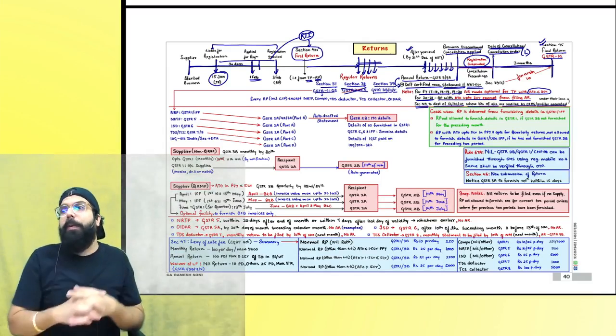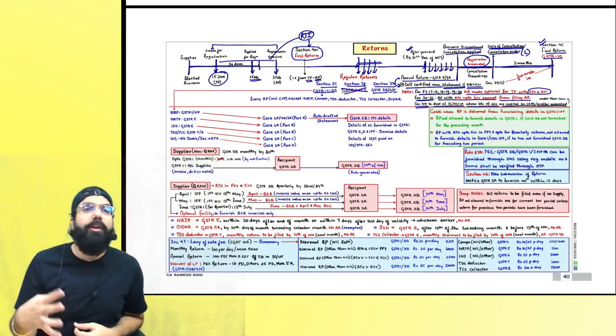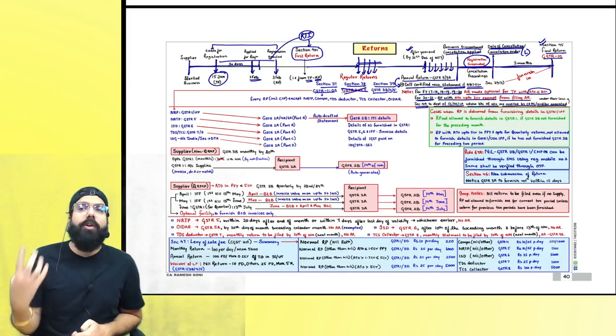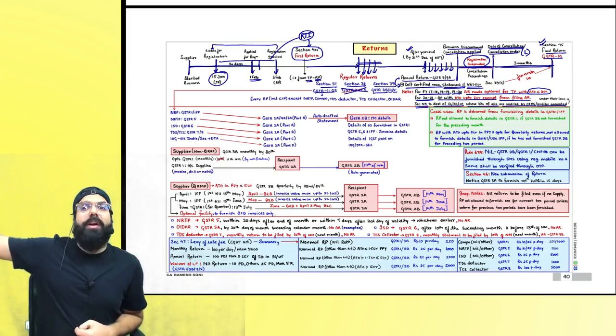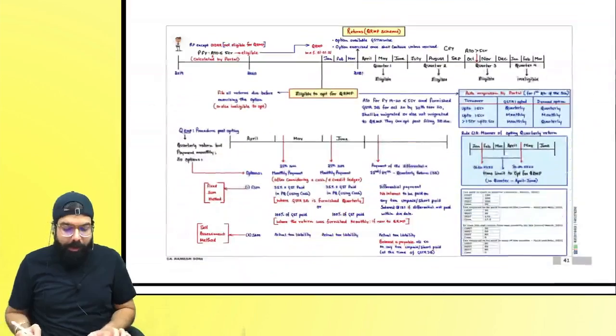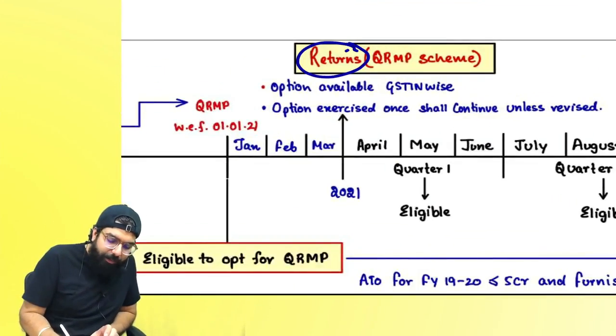Are we clear, everyone? But now government has introduced the QRMP scheme, where the person will not file GSTR 1 monthly. For the first 2 months of the quarter, he will do IFF, and for the last month of the quarter, he will do GSTR 1. So let's first understand what is the QRMP scheme, right, everyone?